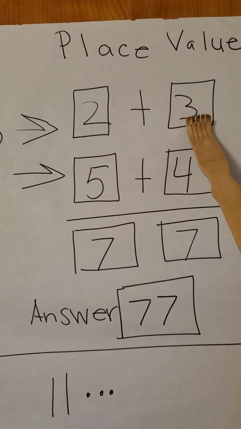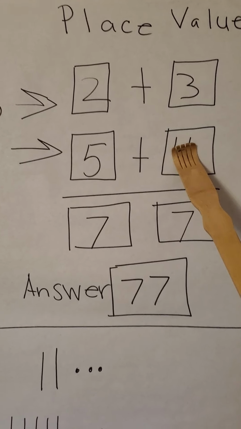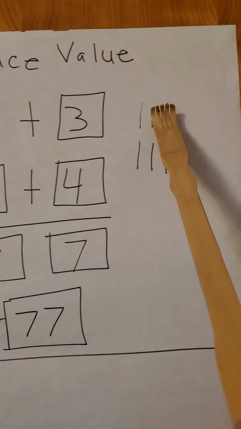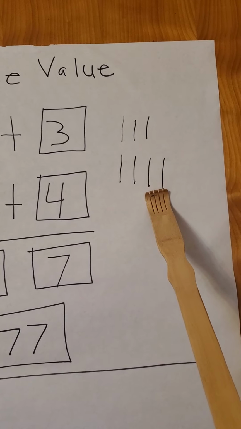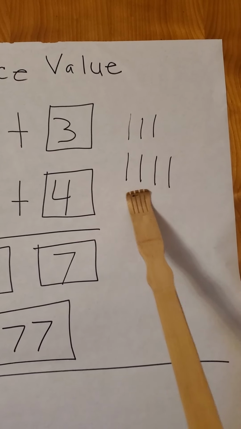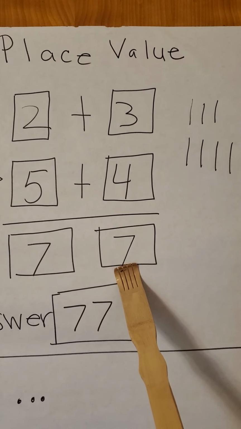So first I'm going to start with the 1s. We always start adding or subtracting in the 1s place. So 3 plus 4. I've written 3 tally marks, 1, 2, 3, plus 4, 1, 2, 3, 4. And now I'm going to add them all together. 1, 2, 3, 4, 5, 6, 7. So that's how I get my number 7 in the 1s place.